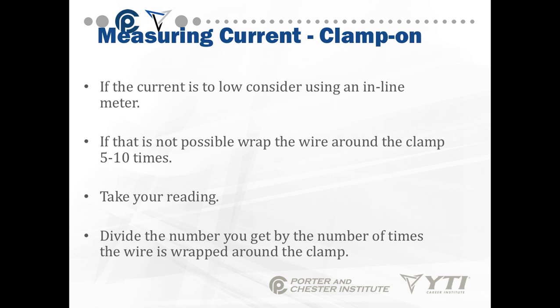If the current is too low, consider using an inline meter. If that's not possible, wrap a wire around the clamp 5 to 10 times and take your reading. Divide that number by the number of times the wire is wrapped around the clamp for your amperage.